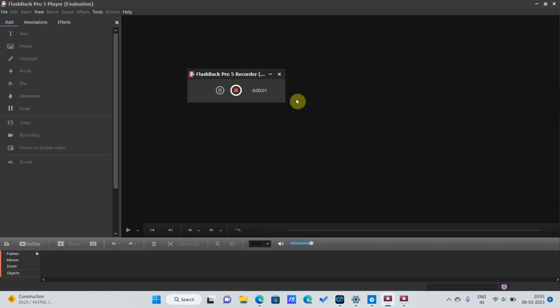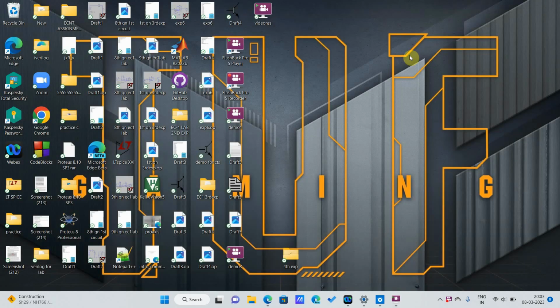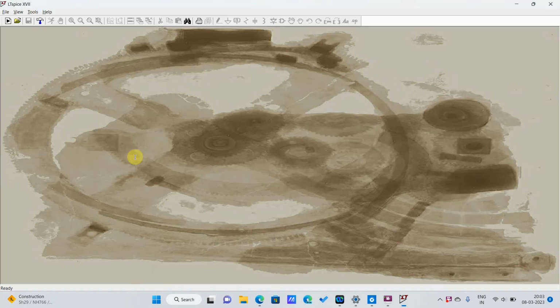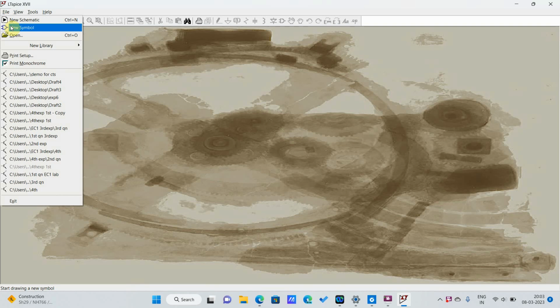Okay, so now we'll learn about AC analysis in LTSPICE. So let's get started. Schematic. Okay, so now we'll look at the AC analysis for an RC circuit first.